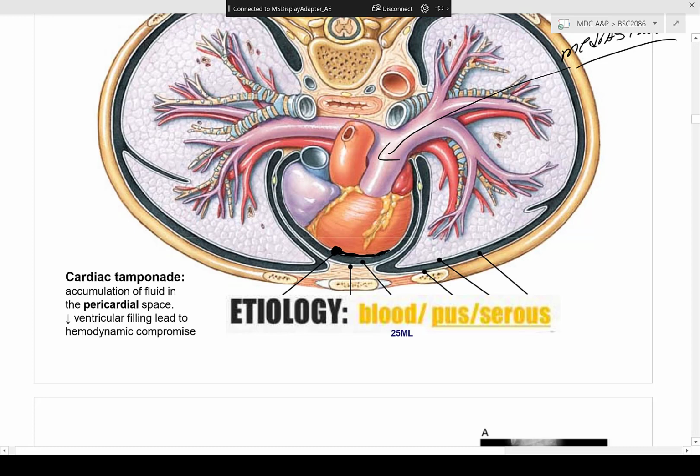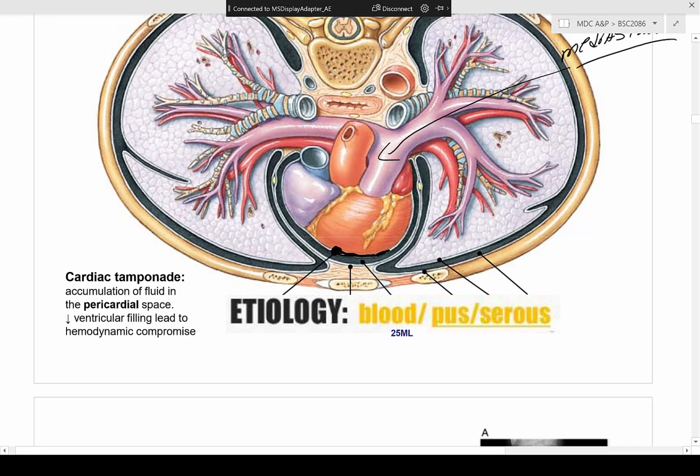That is neither the epi nor the endo. That is your visceral. And think about this. The layers of the heart are the following: endo, myo, and epi. On top of that, what do you have? Your visceral and your parietal. Everybody got that? So that what you're seeing here is your visceral layer.